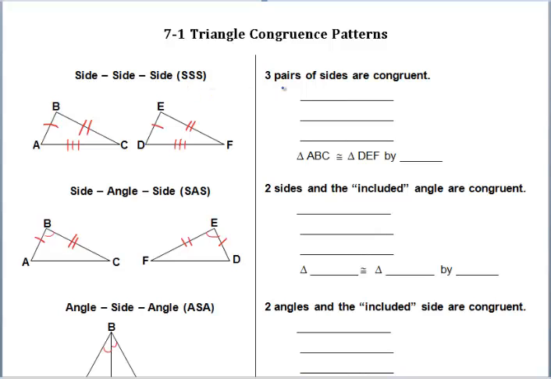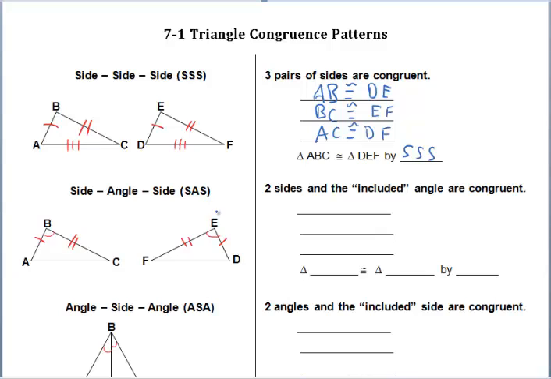All right, the first one we know that works is side, side, side, which we abbreviate SSS. Side, side, side is when we have three pairs of sides that are congruent. I've already marked two triangles with the three sides congruent. So I can list those out: AB is congruent to DE, BC is congruent to EF, and lastly AC is congruent to DF. Since those three pairs of sides are congruent, triangle ABC is congruent to triangle DEF by side, side, side.